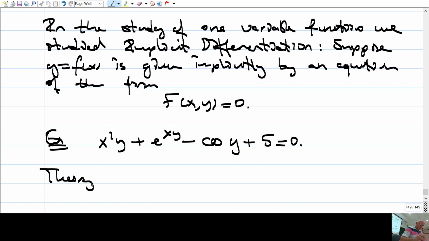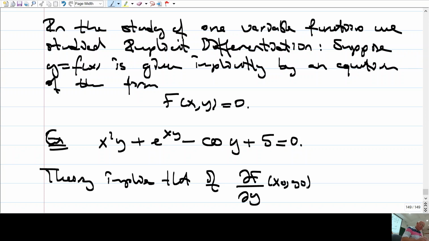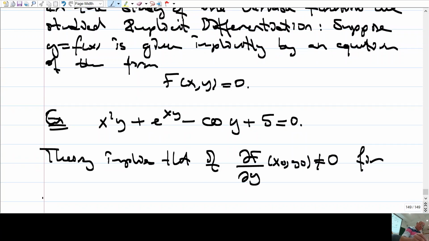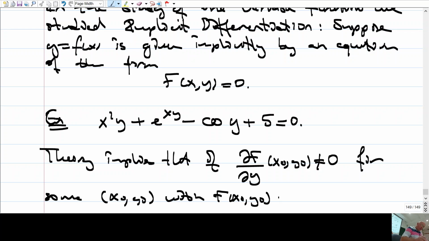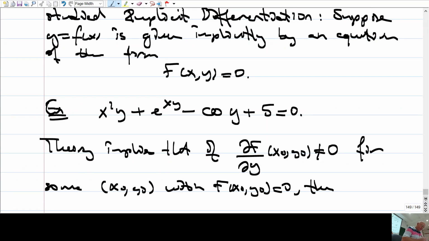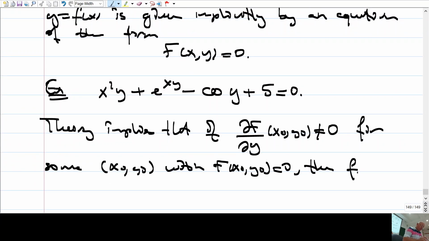So theory implies what? If del f del y at some point x0, y0 is not equal to 0 for some x0, y0 with f of x0, y0 equal to 0, then y is equal to f of x for some function f.